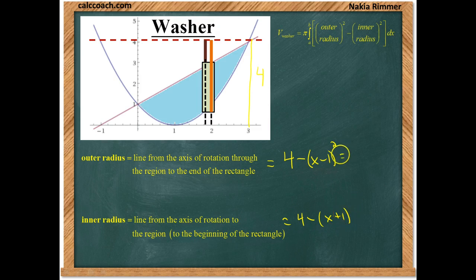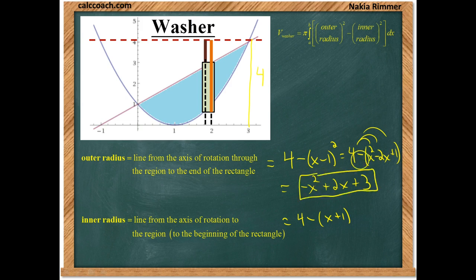Let's simplify. We'll have 4 minus, when we square, we get x squared minus 2x plus 1. Applying the minus, we end up with, in decreasing order, minus x squared plus 2x, and then 4 take away 1 will give us a 3. That's our outer radius. For the inner radius, apply the minus. 4 minus x minus 1, simplify that to be 3 minus x.